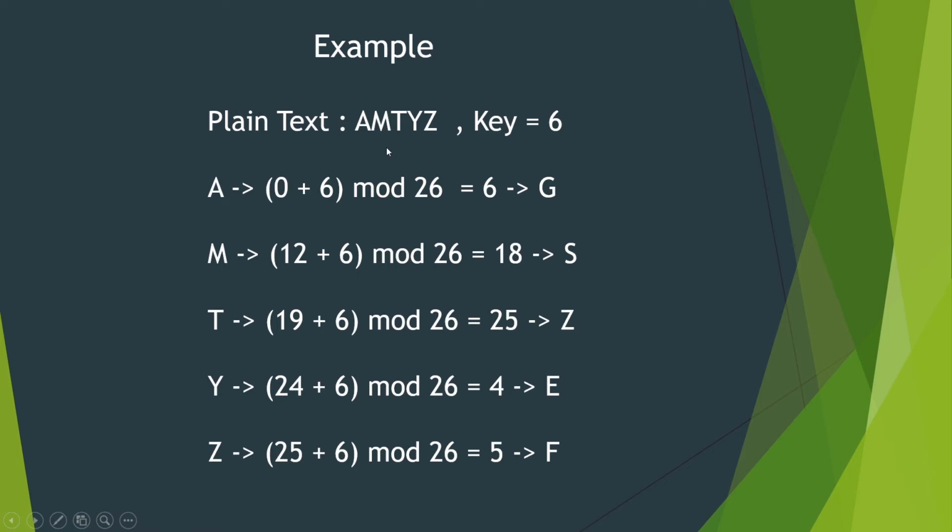So in that way, we get the cipher text finally as G S Z E F. Instead of A, we are writing G. Instead of M, we are writing S, T, Z, Y, E, and Z transforms to F. So the final cipher text will be G S Z E F. We send the key also to our receiver, and then he just subtracts in the same way to get the plain text. He applies the minus and does the modular division, and he gets the value of the plain text. So this is one example of the ciphertext.